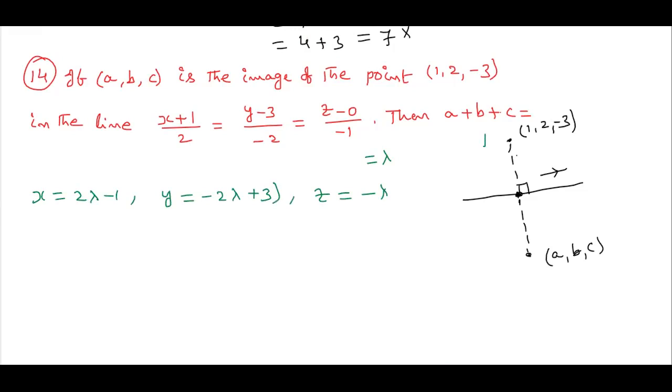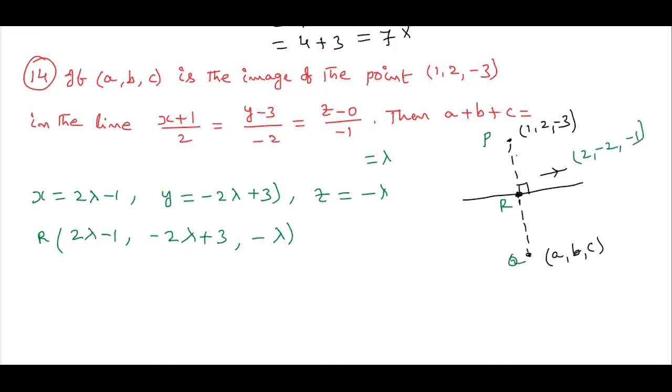So this is P, suppose. This is Q. This is R. R is the midpoint of PQ. So I take R as 2 lambda minus 1, minus 2 lambda plus 3, comma, minus lambda. This is the R value. Now observe that the DRs of this line are 2, minus 2, minus 1.